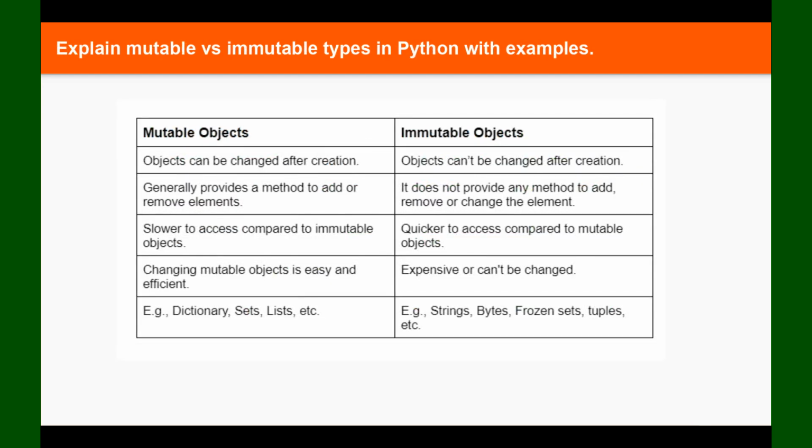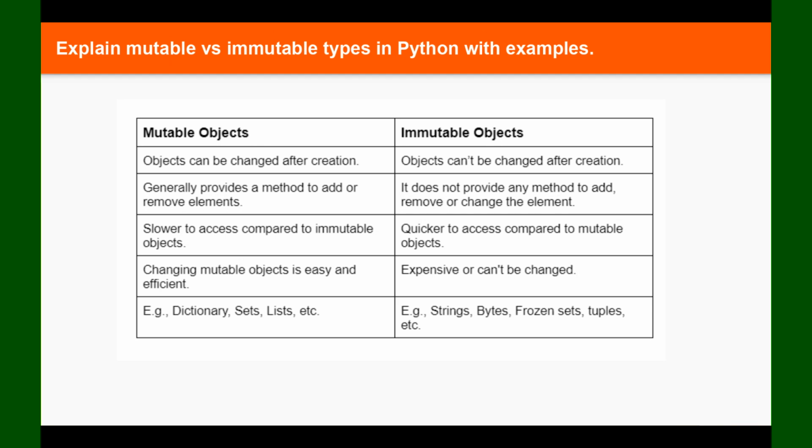Next question: explain mutable versus immutable types in Python with examples. Mutable means we can add, modify, and remove elements, and we can make any changes to the existing objects. Immutable means you cannot make any changes; we cannot add, remove, or change.